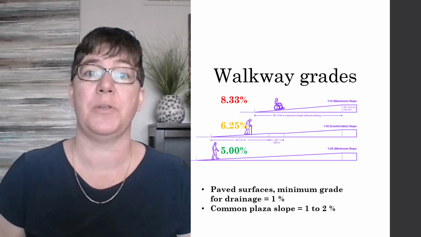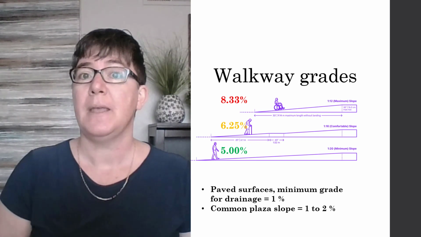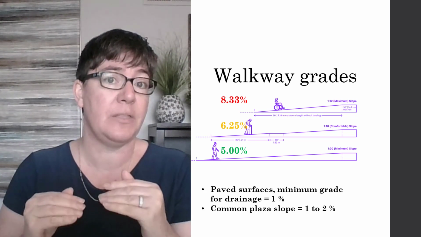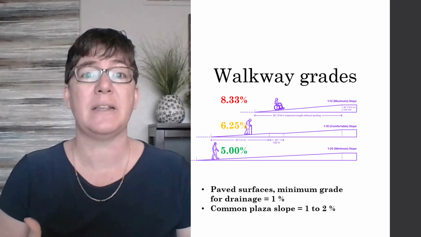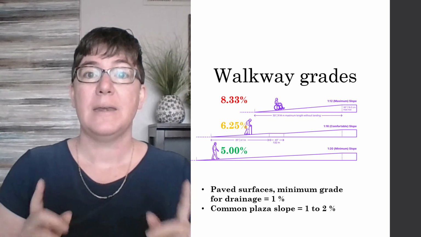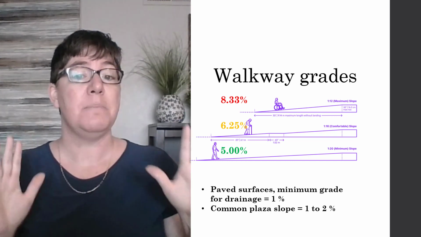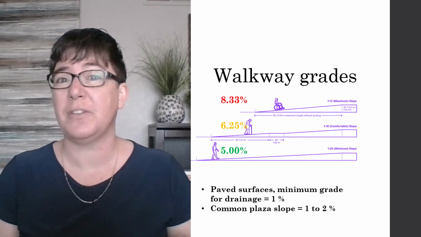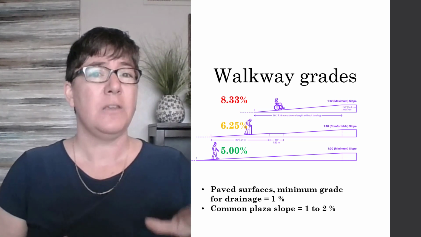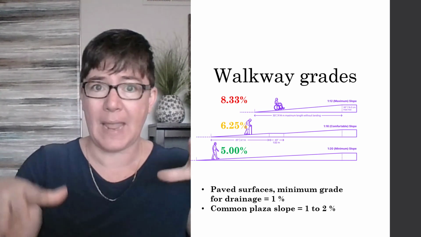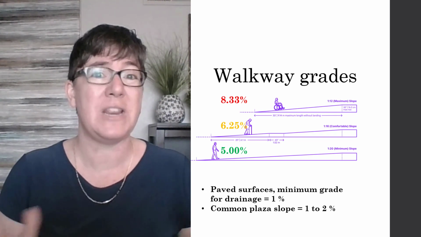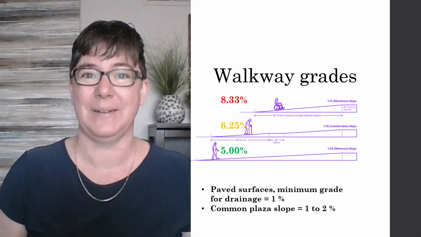And we'll talk about those more later in the semester. Any steeper than that, 8.33%, and you're talking about an inaccessible hiking trail, right? Now on the minimum side, the minimum slope for any paved surfaces for drainage should be about 1%. Your plazas, your flat paved areas are typically sloped in the 1 to 2% range, and we don't even notice.